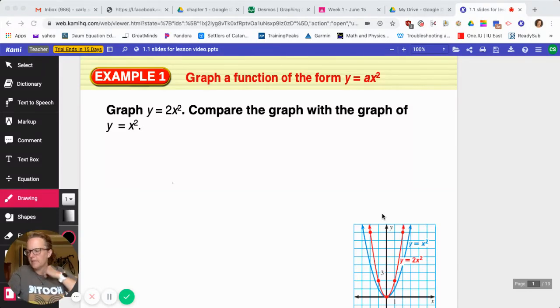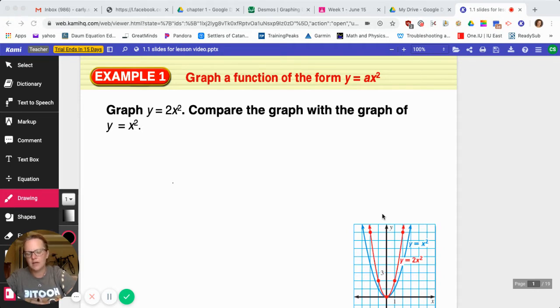Hey, Algebra 2. So we are learning Algebra 2. We are in Chapter 1, which is titled Quadratic Functions and Factoring. We're going to get into Lesson 1.1, which is Graphing Quadratic Functions in Standard Form. This might be a little bit of a review, but we're still going to take our time.